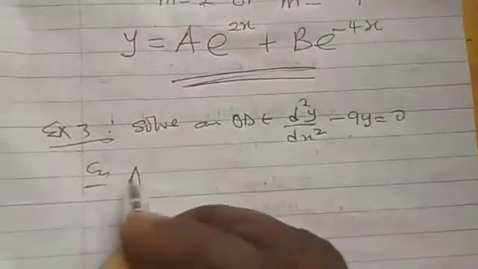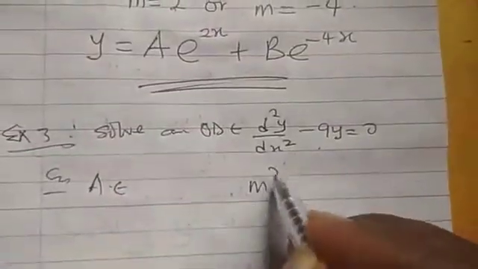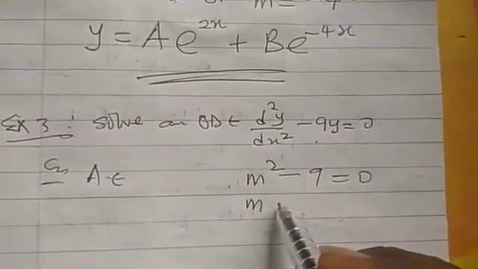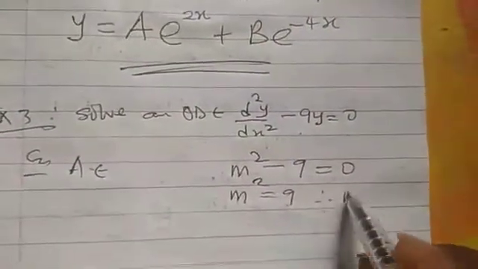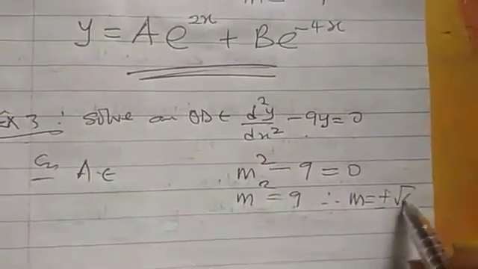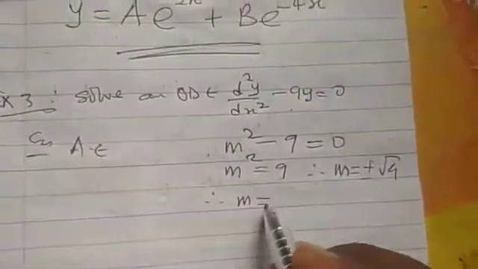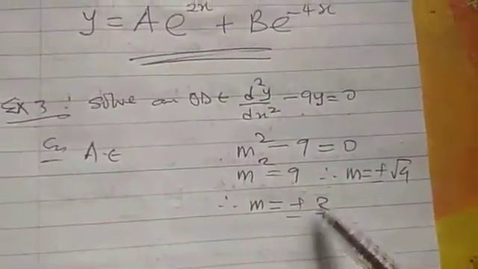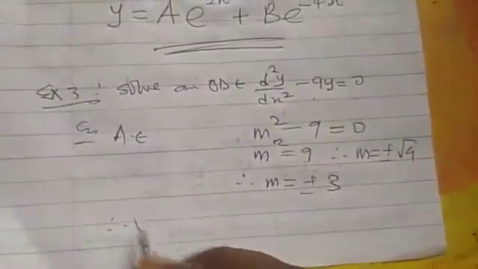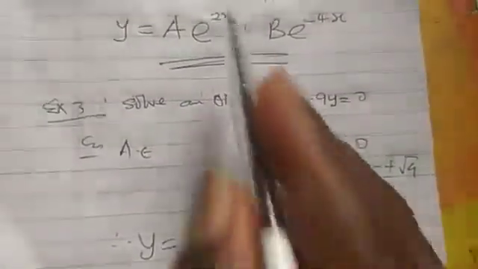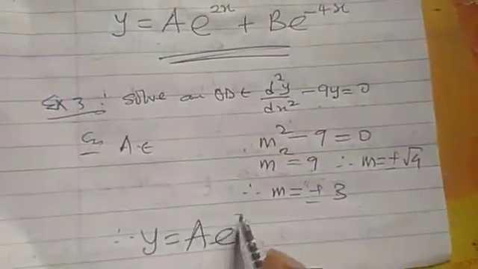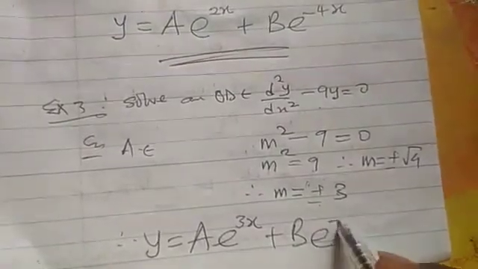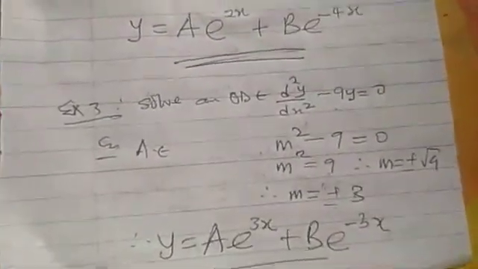And last but not the least, under that case, we want to solve this one. So solution, what's our auxiliary equation? This is m squared minus 9 equal to 0. You see that m squared is equal to 9. Therefore, m is equal to plus or minus root of 9, therefore m is equal to plus or minus 3. So we have two values: plus 3 and minus 3. Therefore, our y is equal to a exponential 3x plus b exponential minus 3x. So that's our answer.